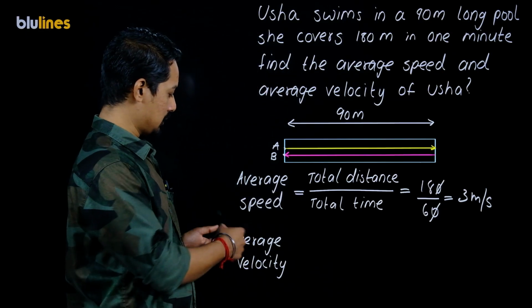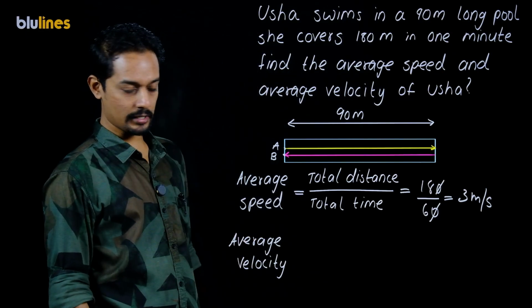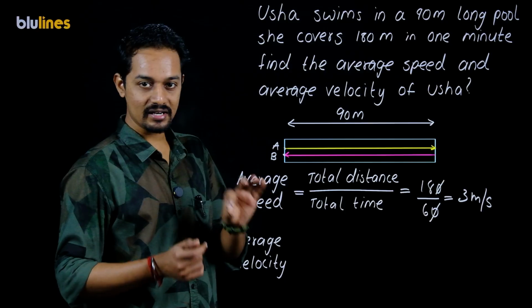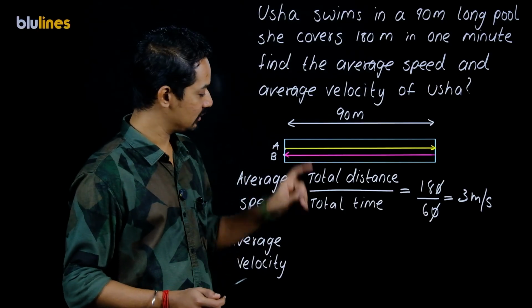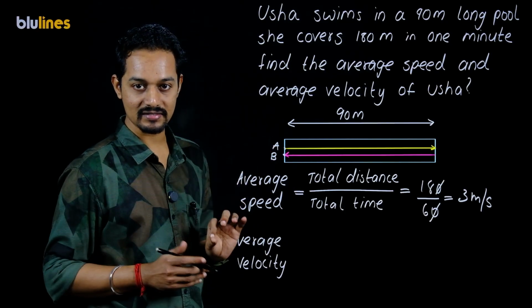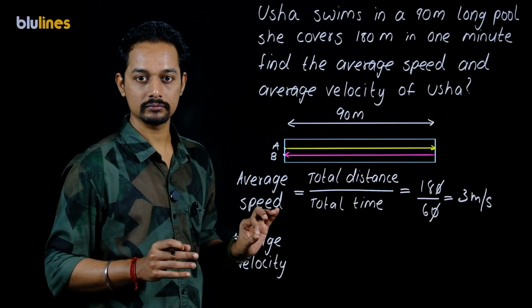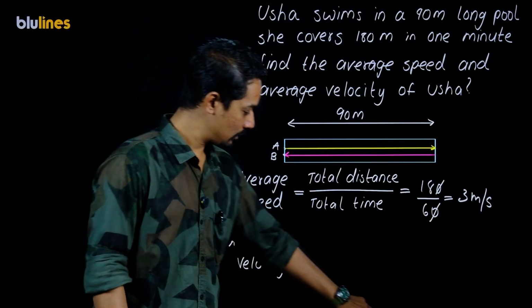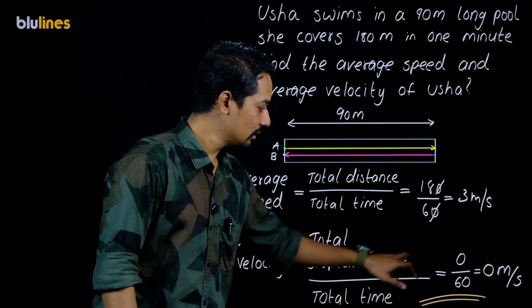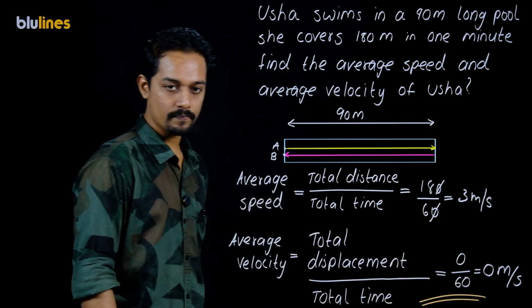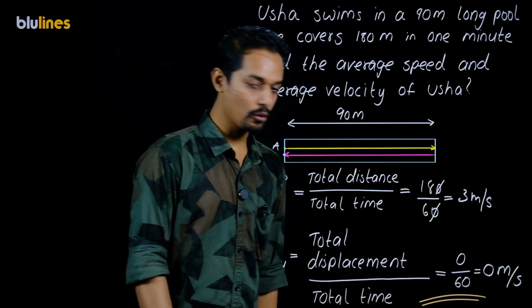And now, same question. Average velocity. We know that average velocity depends on the total displacement. Since the initial and final positions are the same, there is no short path. So the shortest path is 0. In such a situation, the total displacement becomes 0. So straight away we get 0 meter per second.